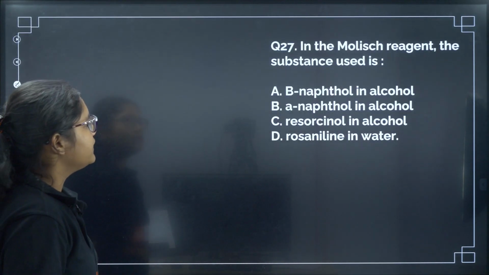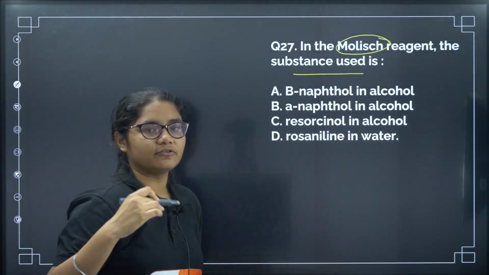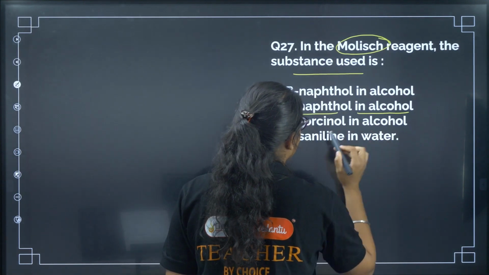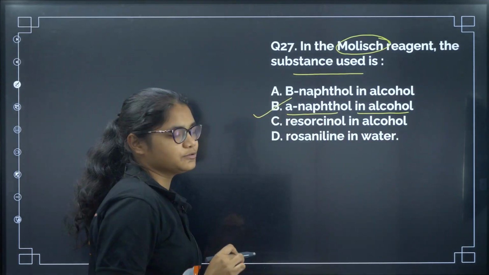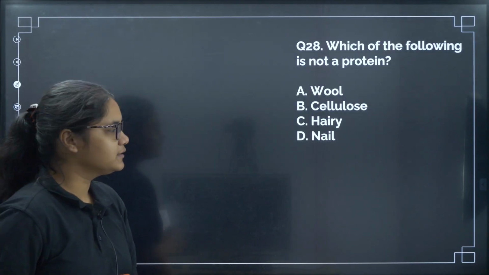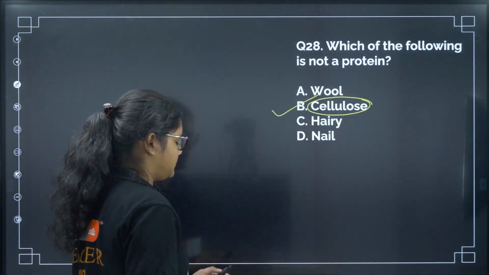Next, in Molisch test, the reagent used is. So Molisch test is used for sugar, right? The reagent used here is alpha naphthol in alcohol. That is the correct answer, option number B. Next, which of the following is not a protein? So all of you know cellulose is a polysaccharide. Correct answer is option number B.